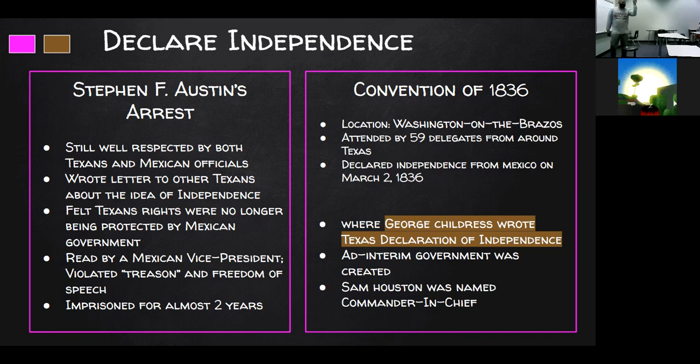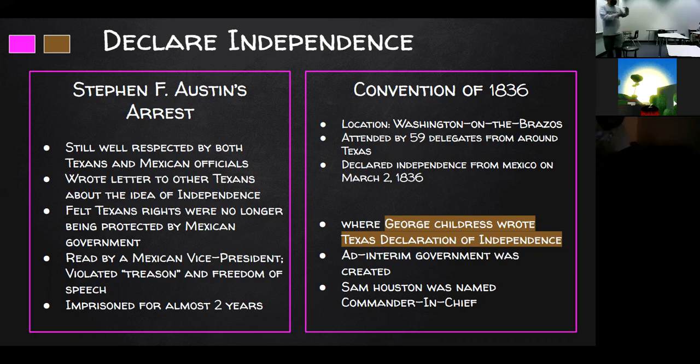All right. Now, on your flow map, the first section was pink, the next section was brown. In that brown section, I asked you guys to identify the people of the revolution. So let me introduce you to one of the first people we're going to talk about today. His name is George Childress. He was known simply for writing the Texas Declaration of Independence.